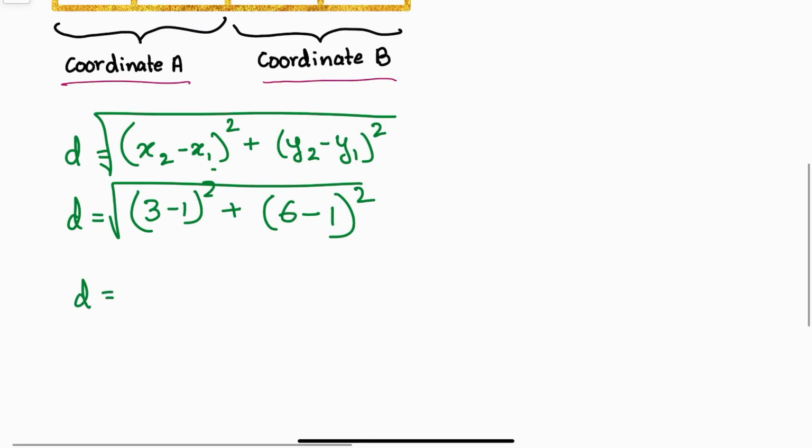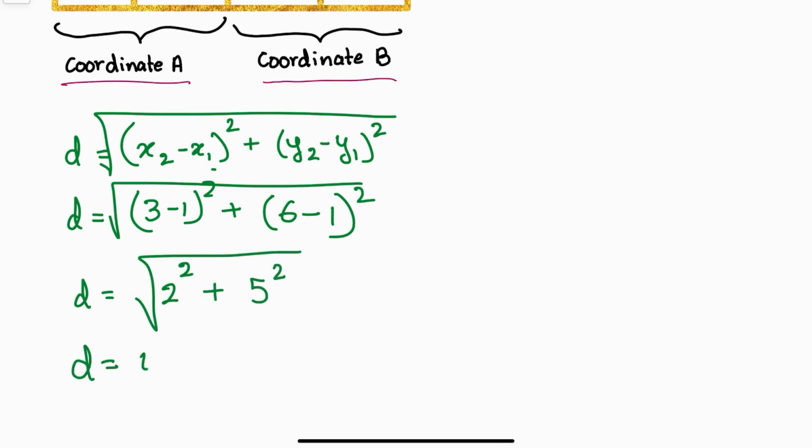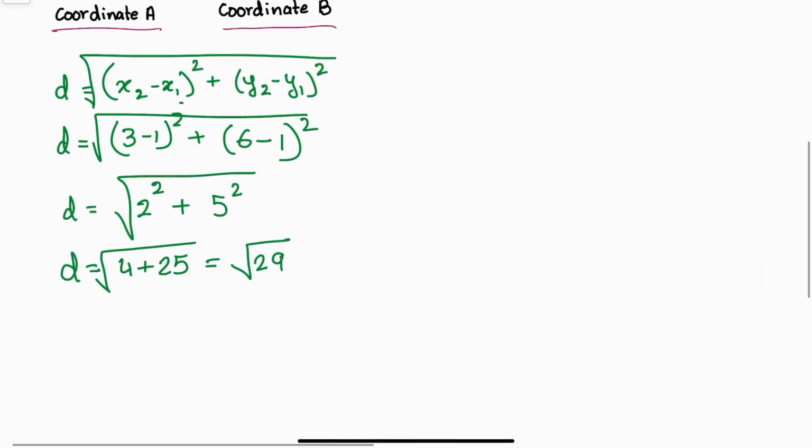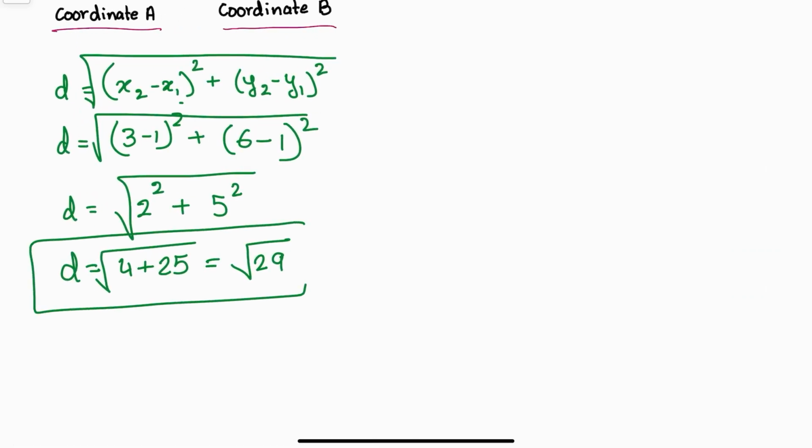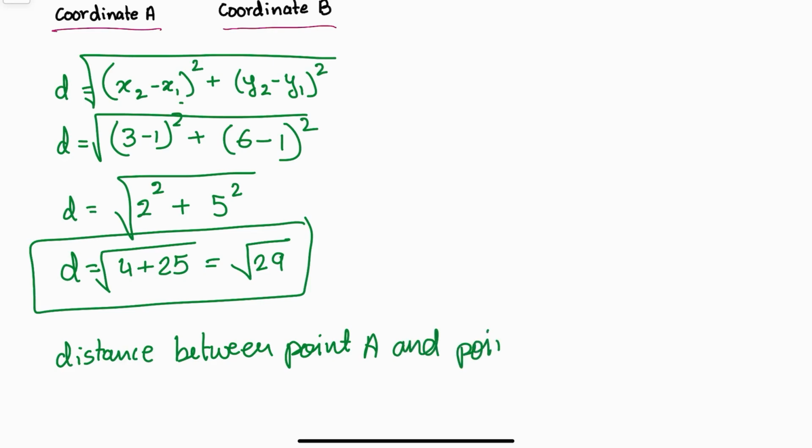So d is equal to 3 minus 1 is equal to 2, so 2 square, plus 6 minus 1 is equal to 5, 5 square, under root. That is equal to 4 plus 25, and all that under root, which is equal to under root 29. Alright, so this means that our d, which is our distance, between point A and point B is equal to under root 29.